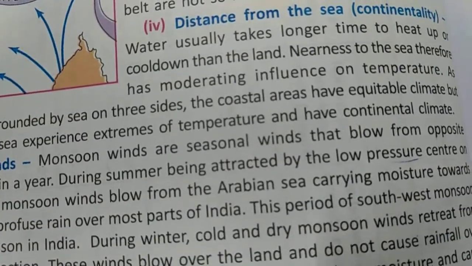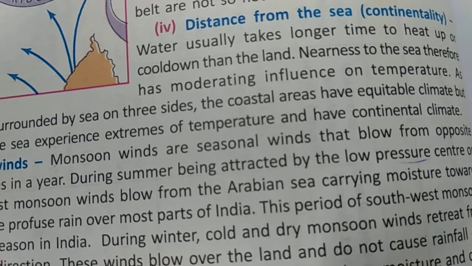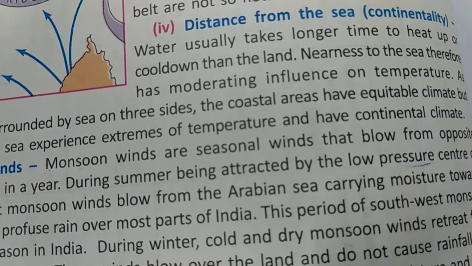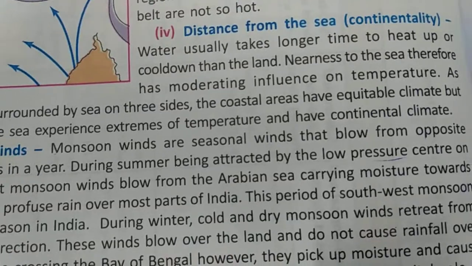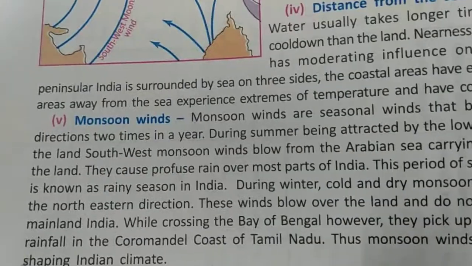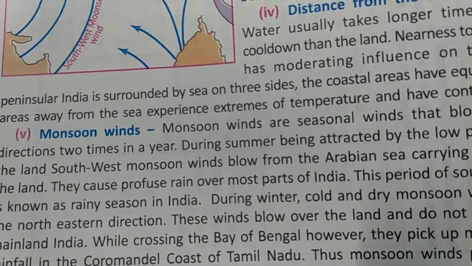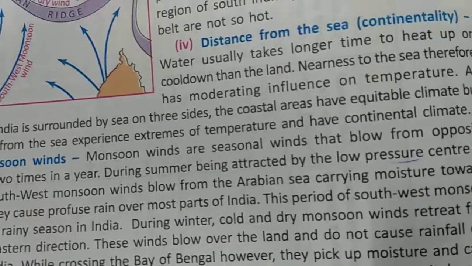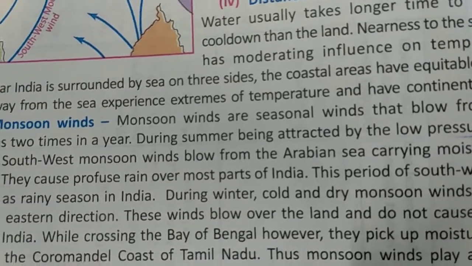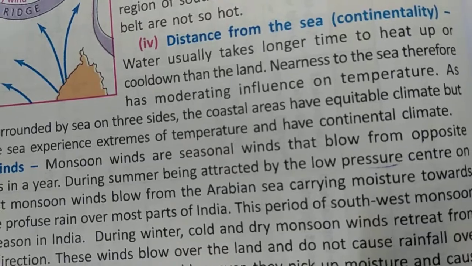Distance from the sea affects the weather. Water takes longer to heat up and cool down than the land, so the areas which are near the sea have a moderate influence on the temperature. As we can see, India is a peninsular country surrounded by sea on three sides. The coastal areas have an equable climate, but areas away from the sea experience extreme temperature, like the part of Madhya Pradesh, which is far away from the coastal areas, so they have a continental form of climate.